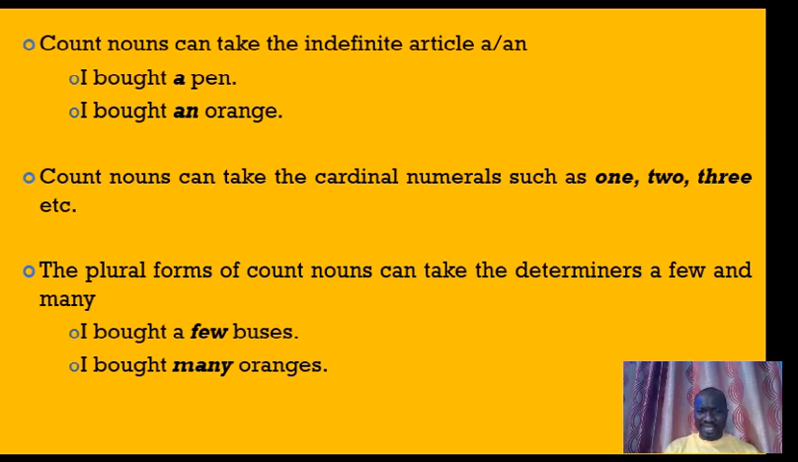Now let us go ahead. The plural form of a count noun can take the determiners a few and many. A few and many. So if we want to use another determiner in the plural common noun, we make use of a few and many, not much. We also make use of several and other determiners. But here, we are going to use a few and many to refer to plural common nouns. I bought a few houses. I bought many oranges.